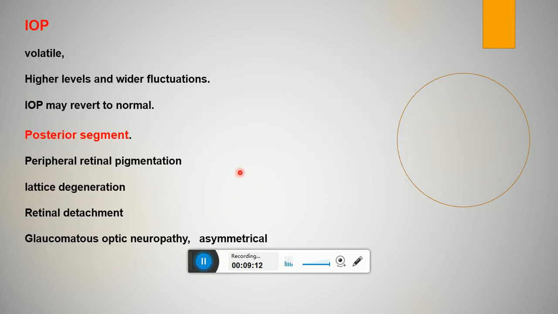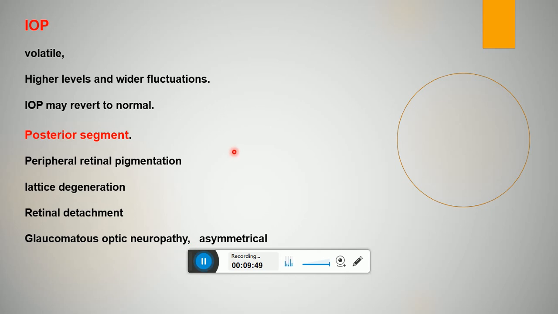What about the IOP? This may be volatile. Some patients exhibit higher levels and wider fluctuations of IOP than in primary open-angle glaucoma. Over time, the control of IOP may become easier as pigment liberation decreases, and occasionally the IOP may revert to normal. NTG can be erroneously diagnosed if the IOP has normalized spontaneously and the PDS signs have resolved.